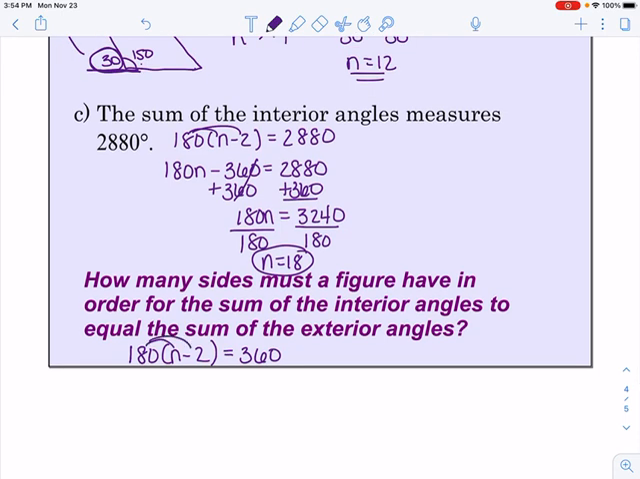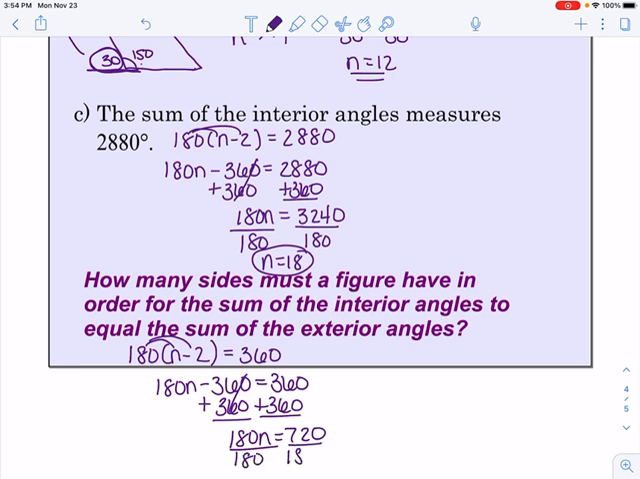Again, we'll distribute our 180 through. So I'm going to have 180n. 180 times 2, again, is going to be 360. Bring down my equals 360. Add 360 to both sides. Those will cancel, and I have 180n is going to equal 720. Finally, to get n by itself, we'll divide both sides by 180. When you do 720 divided by 180, you should get an answer of 4.